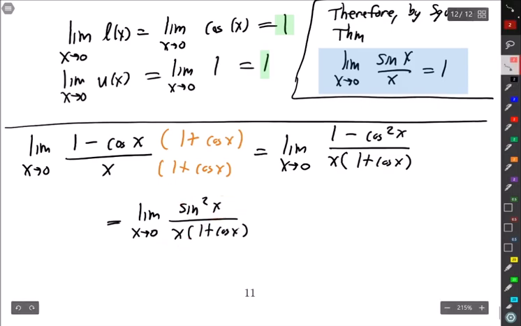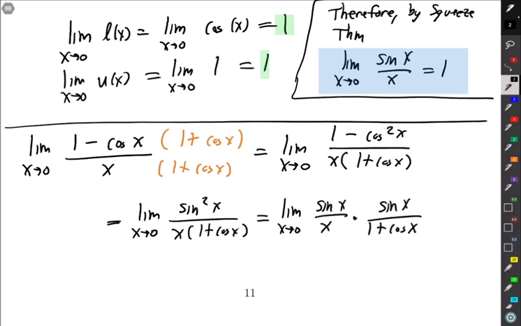Let's multiply by another sine. So let me pull out one of those sines and then separate the sine x over x part on its own, because I know that will go to 1. Which gives me this expression here. And now, because I know the limit on the left exists and the limit on the right exists, it's just going to go to 0. We'll see that in a second.